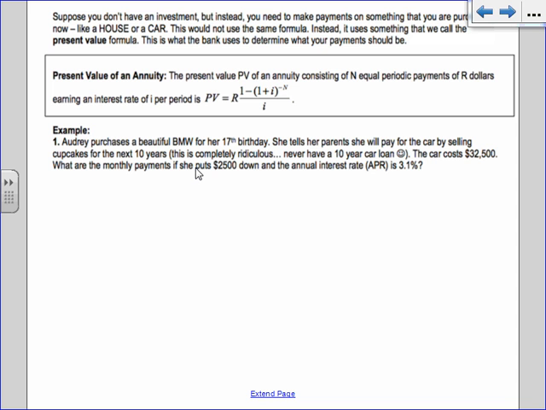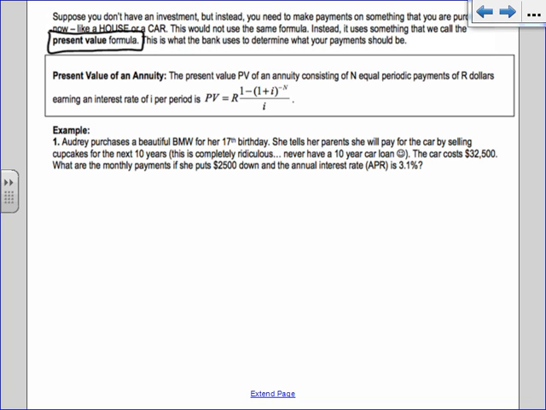Okay, so suppose you don't have an investment, but instead you need to make payments on something that you are purchasing now, like a house or a car. This would not use the same formula. Instead, it's going to use something called the present value formula. Okay, this is what the bank uses to determine what your payment should be.